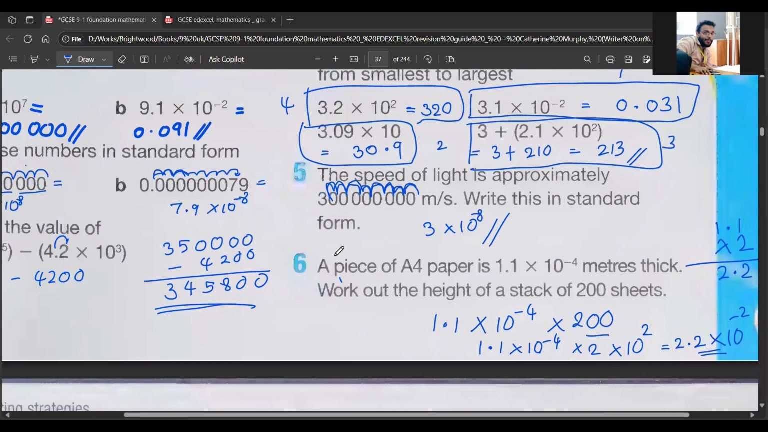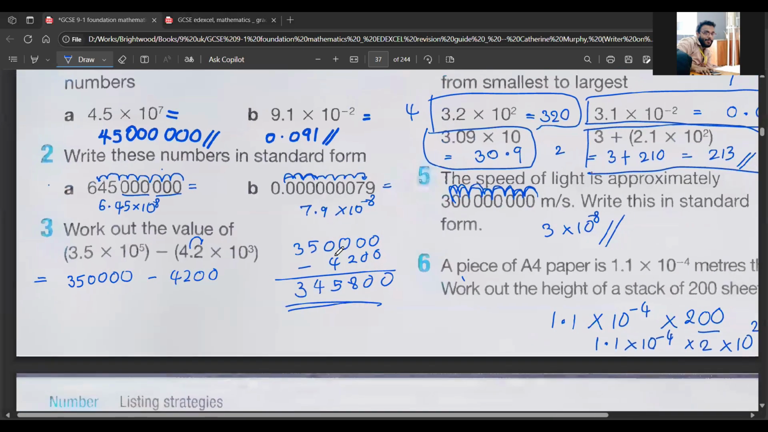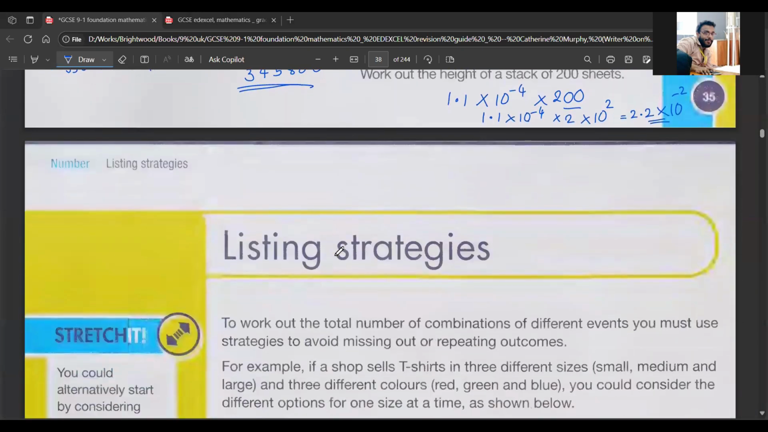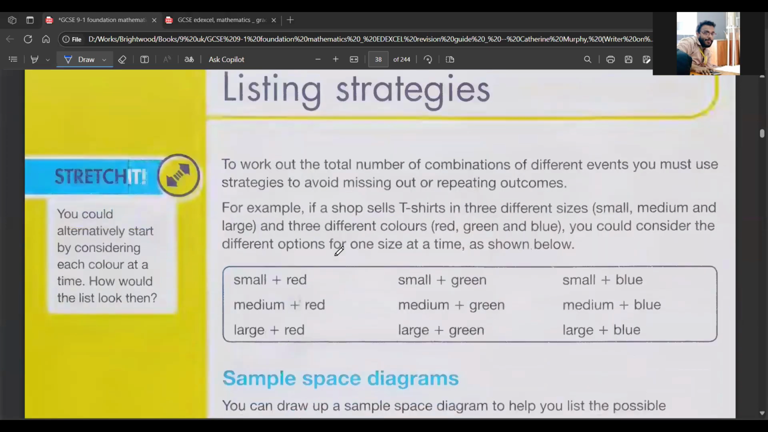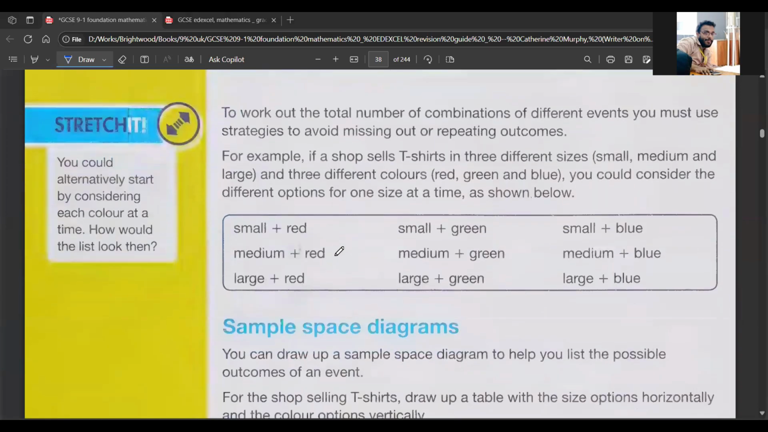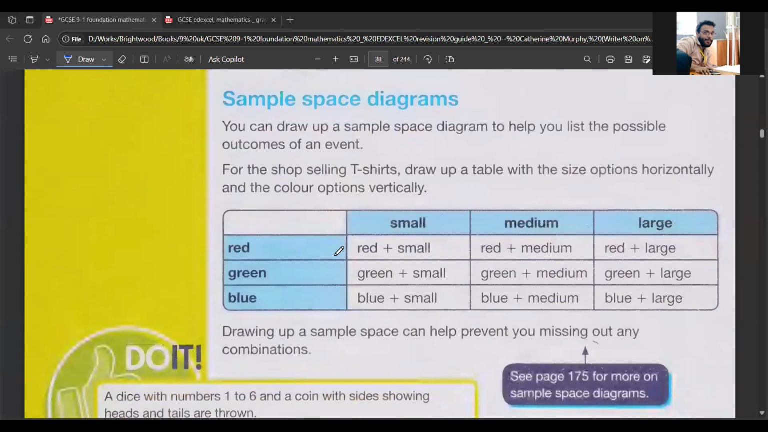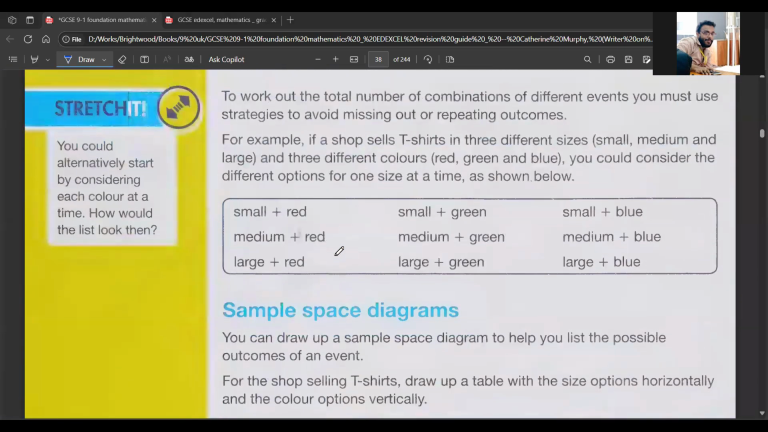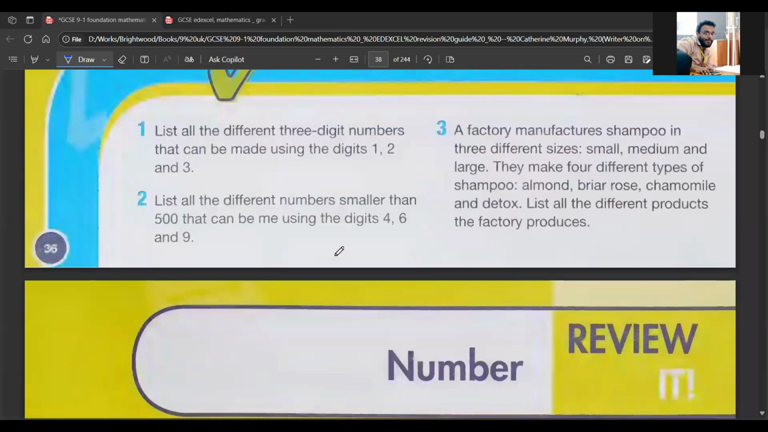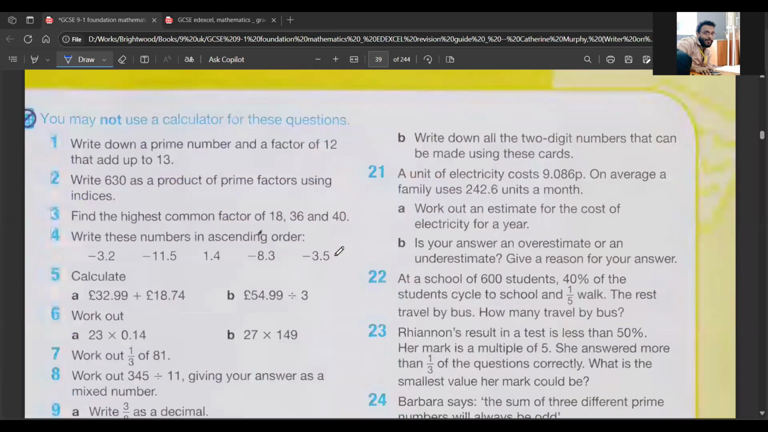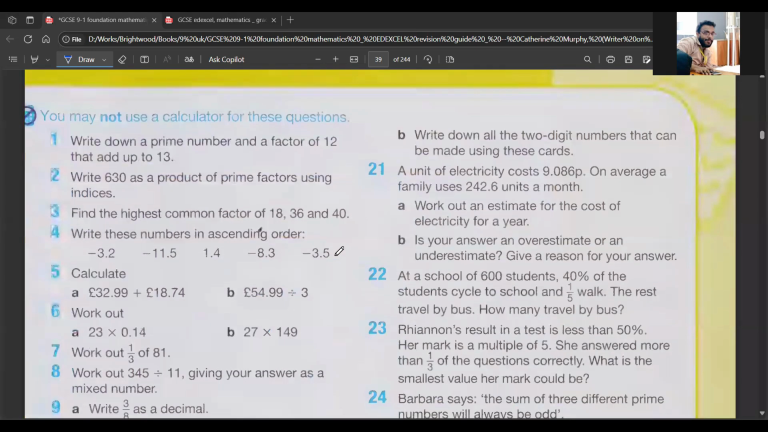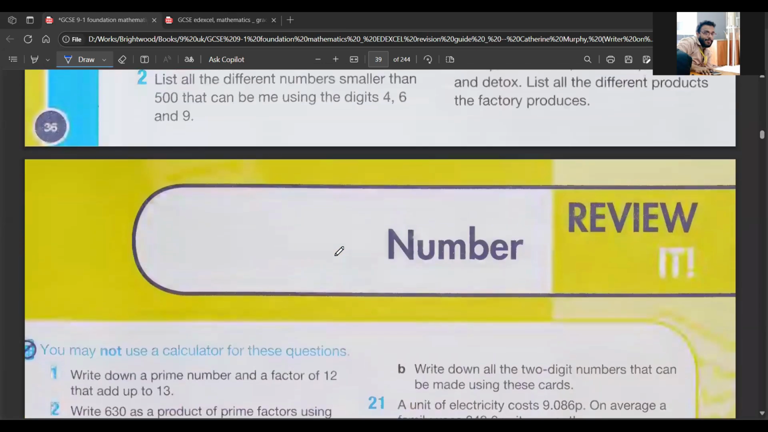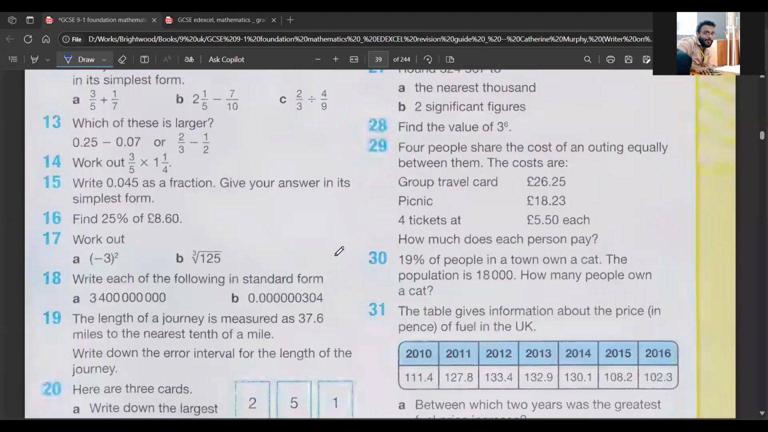Yes. Okay. The only thing you have to know is how to convert to standard form with the numbers. So here I have some strategies. There are not many. These are just numbers. Some questions regarding this.